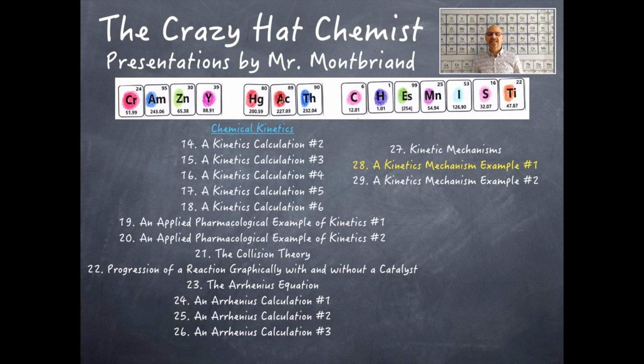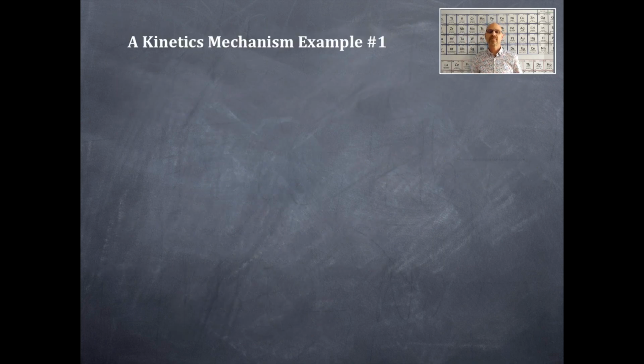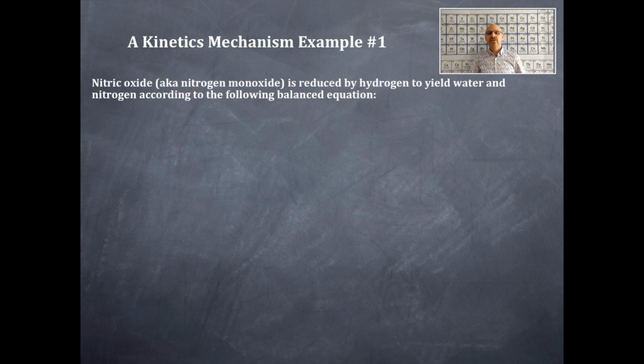So another video here on chemistry and kinetics. Bam! So today we're talking about a kinetics mechanism example number 1. Okay, nitric oxide, aka nitrogen monoxide, is reduced by hydrogen to yield water and nitrogen gas according to the following balanced equation. So there it is right there. You see 2NO gas plus 2H2 gas produces 2 waters, gaseous state, and nitrogen, which is of course one of these, and that is a diatomic molecule. Okay, and that's in the gaseous state.